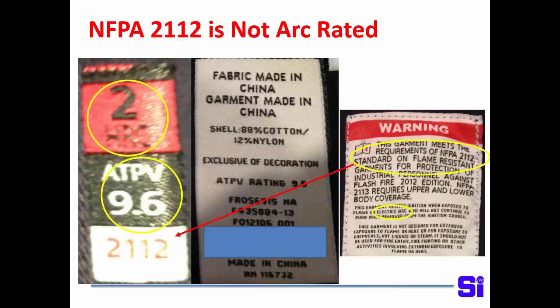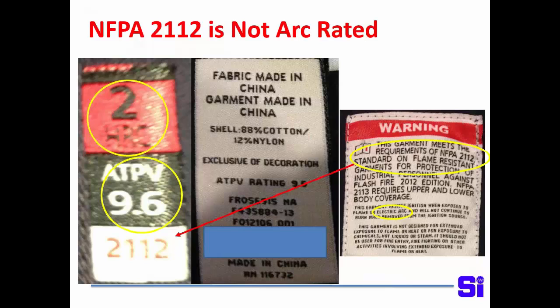That 2112 refers to NFPA standard 2112. And it goes on to state, this garment meets the requirements of NFPA 2112 standard on flame-resistant garments for protection of industrial personnel against flash fire. Flash fire. Now, it's got an ATPV, it's got a hazard risk category. This equipment has not been tested to ASTM F1506.